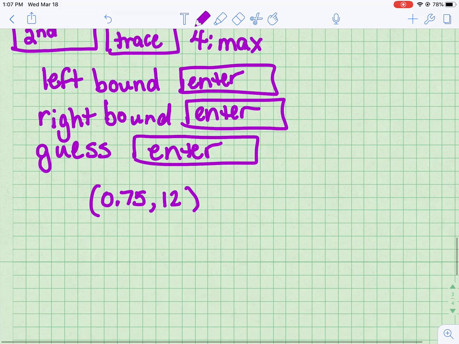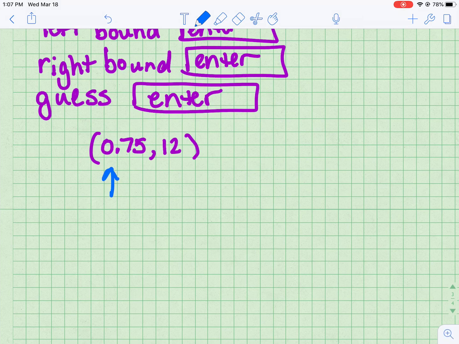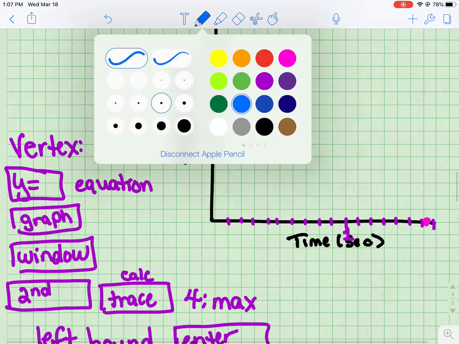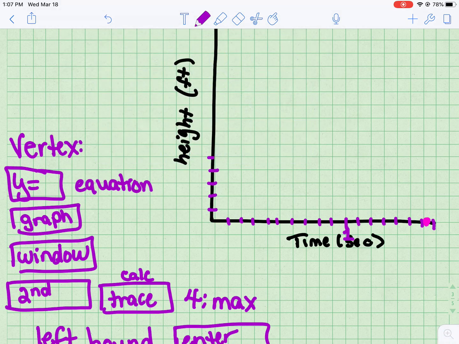Okay, now you got to go back and think, what does that mean in real life? That means at 0.75 seconds, the ball was at its max. And the max height was 12 feet. So now I know my y-axis needs to be able to reach to 12 feet. So I have to decide what I'm going to count by. And I figured that out, that I can count by ones, and I should fit 12 on here. So I'm going to count by ones. 1, 2, 3, 4, 5, 6, 7, 8, 9, 10, 11, 12, 13, 14, 15.